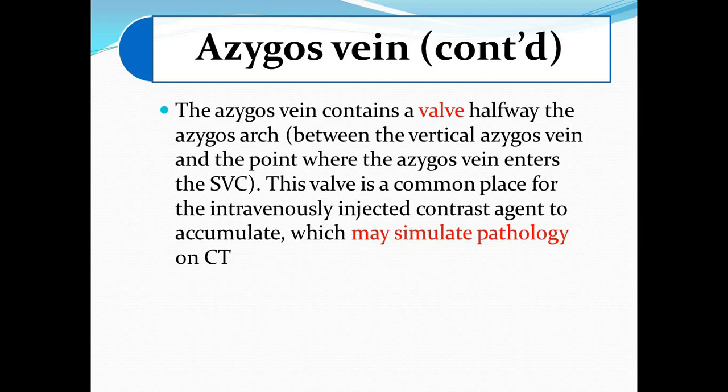There is a practical point which we should know when we evaluate the images: the azygos vein contains a valve halfway along the azygos arch, between the vertical azygos vein and the point where the azygos vein enters the superior vena cava. This valve is a common site for the intravenously injected contrast agent to accumulate. So we should be aware of this valve, so when we see a collection of contrast agent at this area, we don't confuse it with pathology.